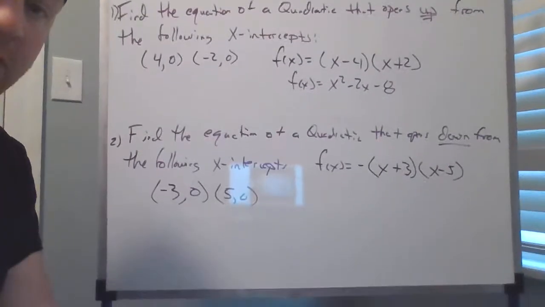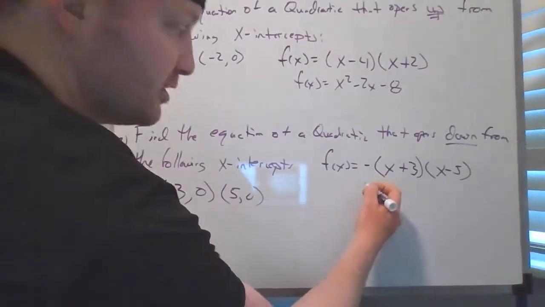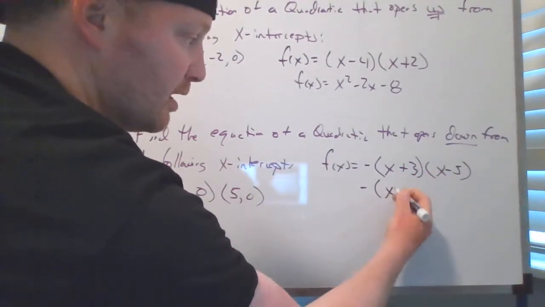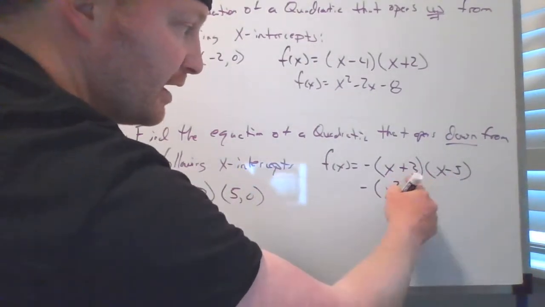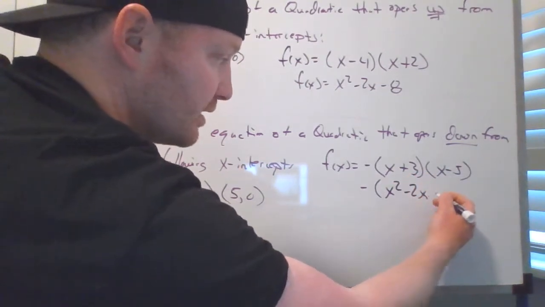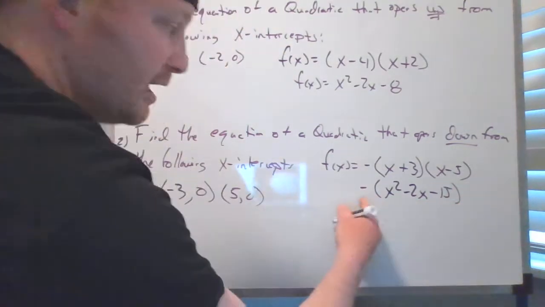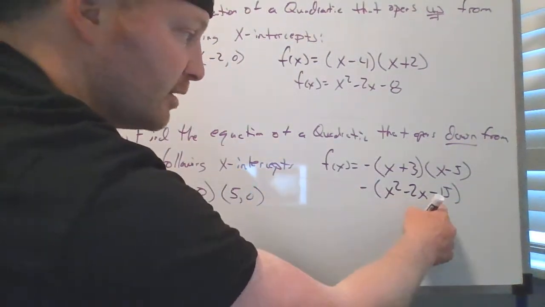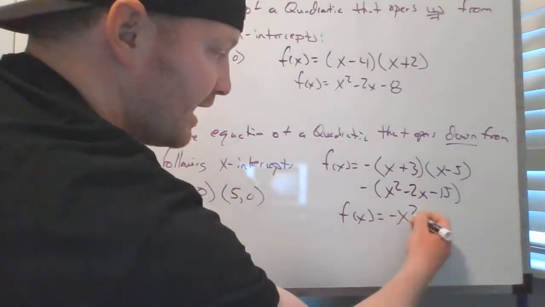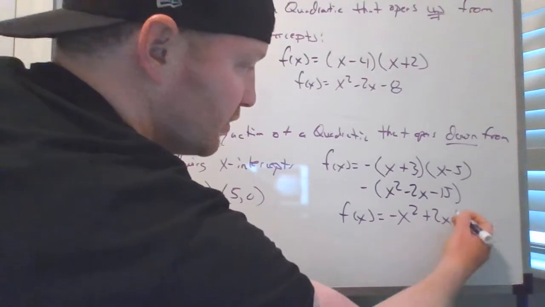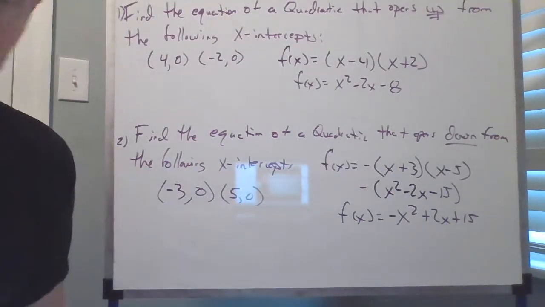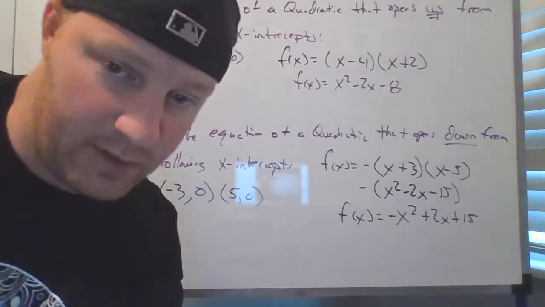Let me make sure you guys can see all this. So now this just stays negative on the outside, and now you have to do all this work in here. This will become x squared minus 5x plus 3x makes minus 2x minus 15. Last but not least, distribute this negative to every single term on the inside here. So your final function is f of x equals negative x squared plus 2x plus 15. That is how you do a couple of the first ones. And I'll be right back with a couple more.